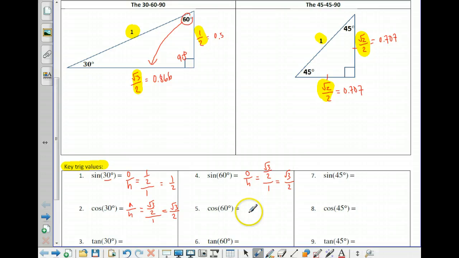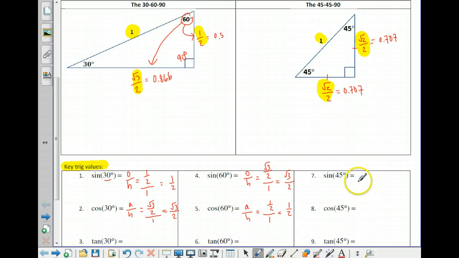What about cosine of 60? So Carlos said 1/2. Why do you think 1/2? Alright, it's just going to be the opposite side. So cosine is adjacent over hypotenuse, which is, in this case, adjacent is 1/2. So 1/2 over 1, so it's 1/2.